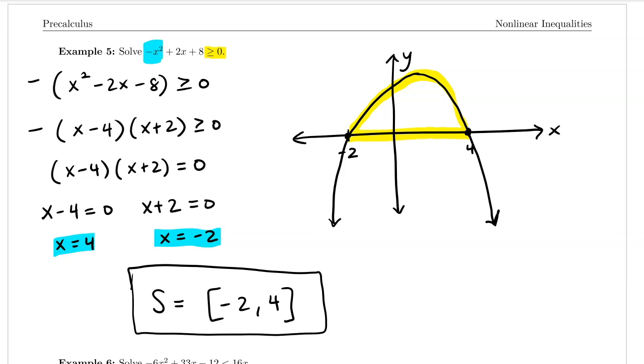So here is my solution for example 5. Example 6 wants us to solve the inequality -6x² plus 33x minus 12 is less than 16x. First off, we want one side of the inequality to be 0, so I'm going to subtract 16x from both sides. If we do that, we get -6x² plus 17x minus 12 is less than 0.